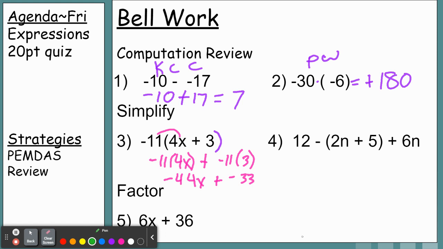All right, number 4, I have 12 minus 2n plus 5. Now remember, that's an invisible 1 right there. So that means to do the opposite of everything you see inside. So what's the opposite of subtracting 2n?